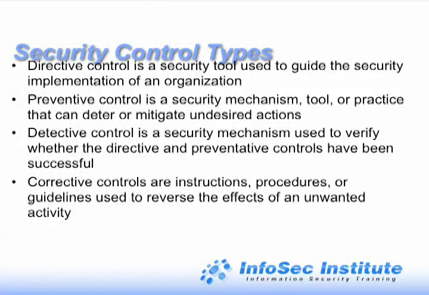Okay, security control types. Directive controls are a security tool used to guide the security implementation of an organization. Preventative controls are a security mechanism, tool, or practice that can deter or mitigate undesired actions. A detective control is a security mechanism used to verify whether the directive or preventative controls have been successful. And corrective controls are instructions, procedures, or guidelines used to reverse the effects of an unwanted activity.